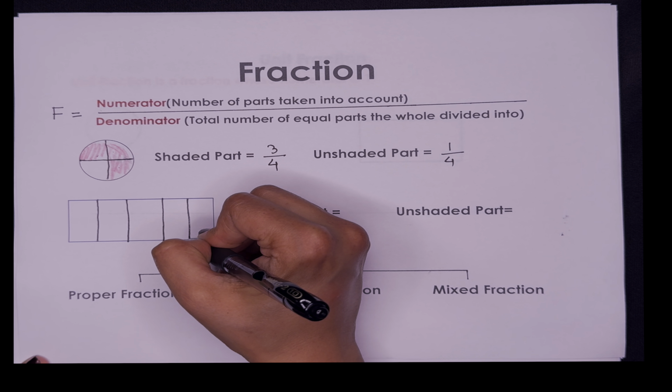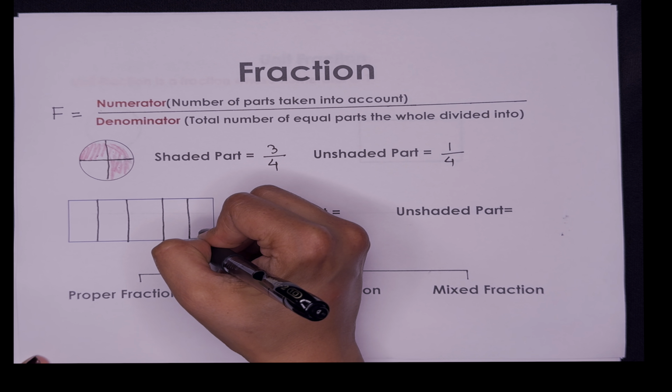A mixed fraction has 2 parts. One is a whole number part and a fraction part. For example, 2 1 by 5. 2 is the whole number and 1 by 5 is a fraction. So 2 1 by 5 is a mixed fraction. Let's go to the next topic.